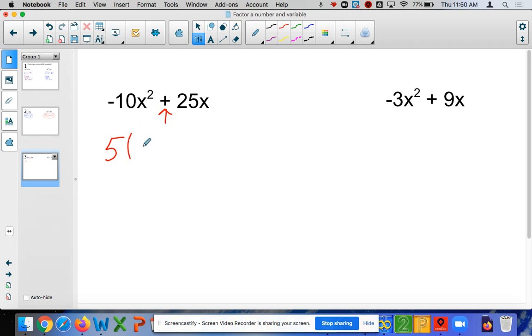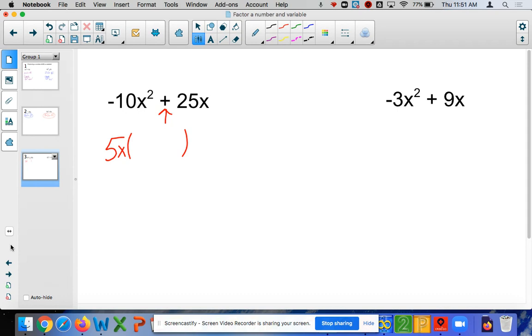So here we go. When I take a 5 out, wait, am I missing something? I am. What did I forget? I forgot the x. I'm also going to factor out an x. Hopefully you caught that. So when I factor 5x out of a negative 10x squared, start with the numbers first.